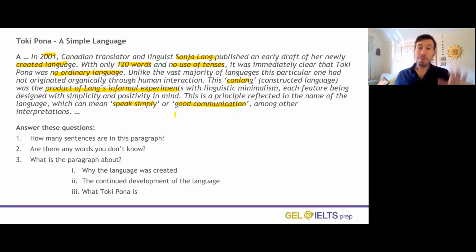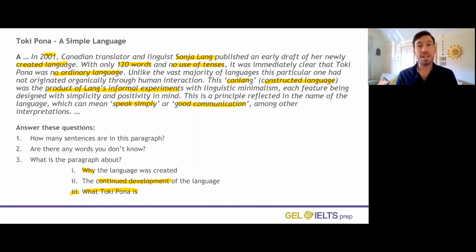So just by looking at those things, we can see, does it talk about why the language was created? No, it doesn't say why. Does it talk about the continued development of the language, how it's developing now? No, it doesn't describe that at all. Is it talking about what the language is? Yes, it's giving us an explanation of what is the language. So it's a constructed language and it has no tenses and it uses only 120 words. So 3, or I, is the correct answer to that one here.